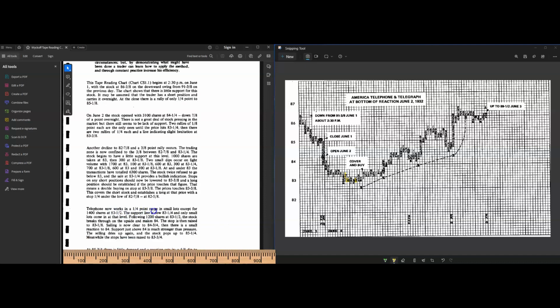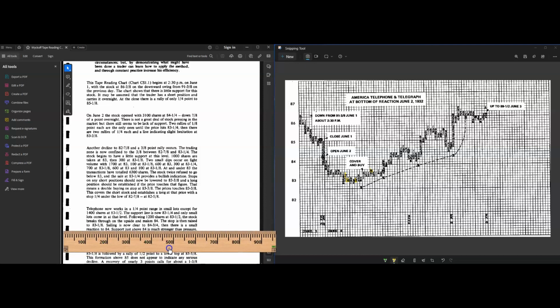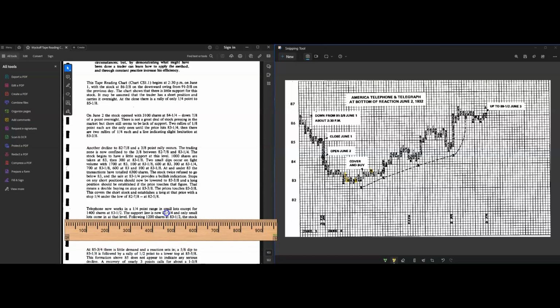All right, now it works in a quarter point range in small lots, except for 1,400 shares traded at 83.5. Is that 1,400 shares? Which is this right here. So he's saying, oh, you got a lot of little volume, but there's good volume up here. All right. The support line is now 83 and a quarter. 83 and a quarter is, I think, this. So now this is your support.